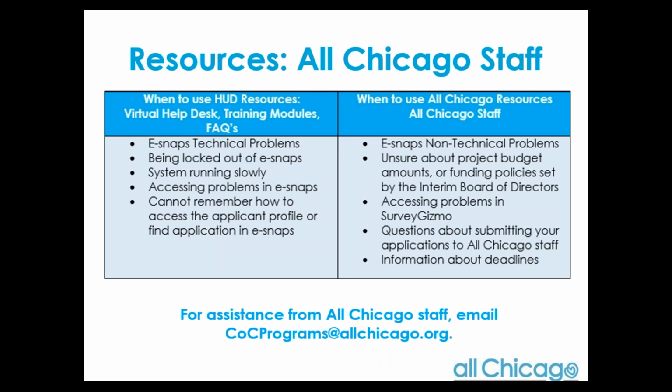Just a little bit of information about when to use HUD resources or eSNAPS resources versus All Chicago staff resources. So eSNAPS is a HUD system, it's not our system. So if you have eSNAPS technical difficulties, or if you're locked out or don't remember your password, if the system's running slowly, those are things you'll need to contact HUD about or their eSNAPS virtual help desk, as we can't answer those questions here at All Chicago. So those are instances where you'll want to use the HUD website and their resources that are available.